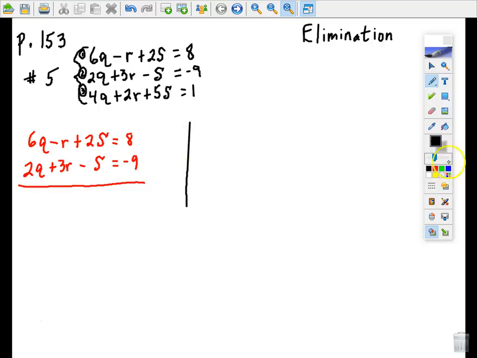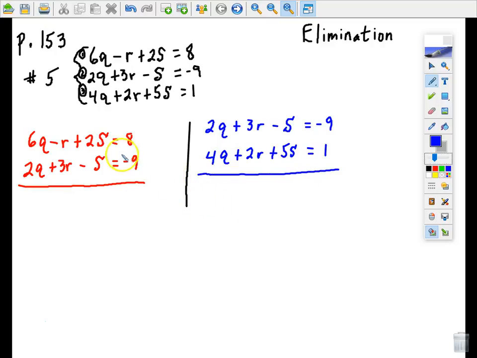And then we'll do the other pair on this side. I'm going to do 2 and 3 paired up together. 2Q plus 3R minus S equals -9. 4Q plus 2R plus 5S equals 1. Okay, so remember, when you make these two pairs, you have to go after eliminating the same variable in both cases. So in the red, I've got to eliminate S, also in the blue.